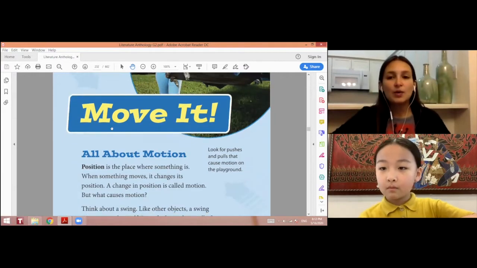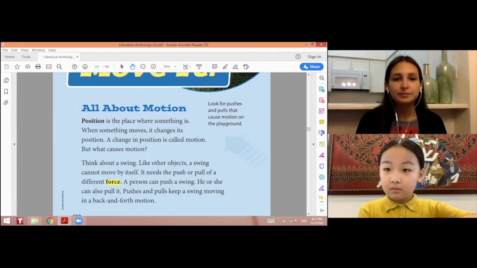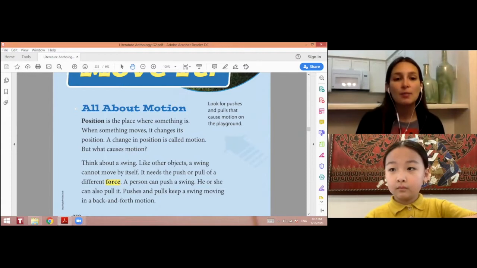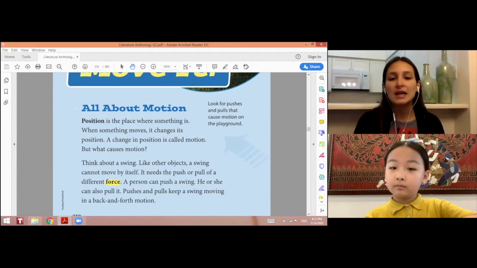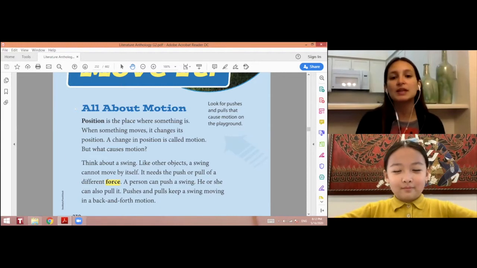Okay. So, Move It: All About Motion. Position is the place where something is. When something moves, it changes in position. A change in position is called motion. But what causes motion? Think about a swing. Like other objects, a swing cannot move by itself. It needs the push or pull of a different force. A person can push a swing. He or she can also pull it. Pushes and pulls keep a swing moving in back and forth motion.